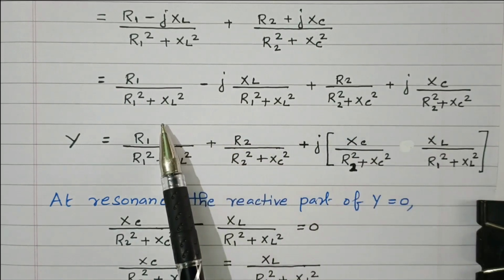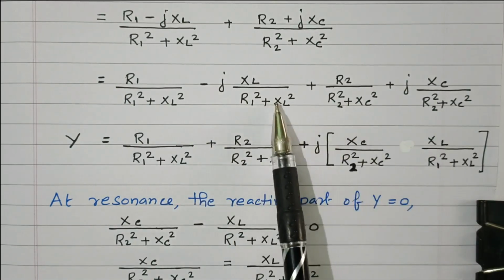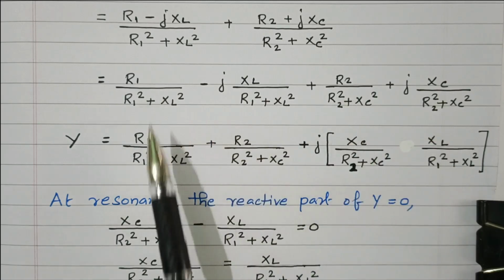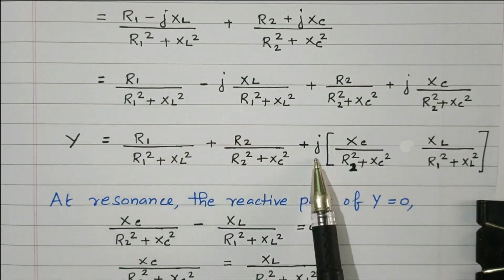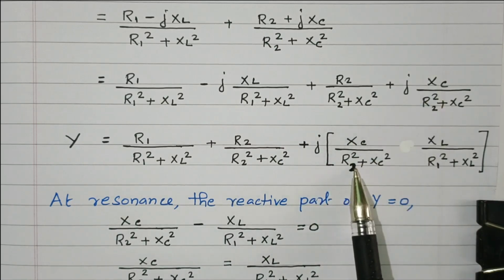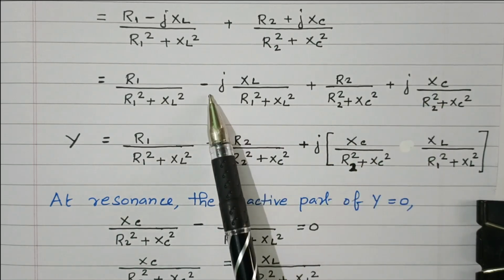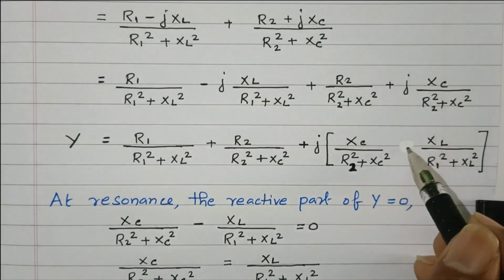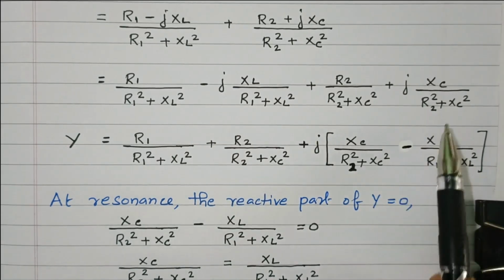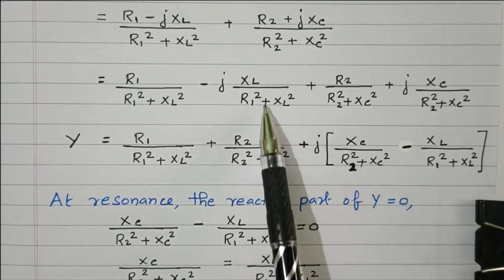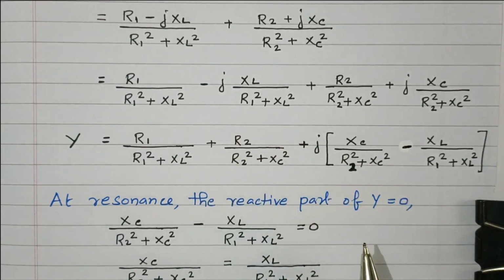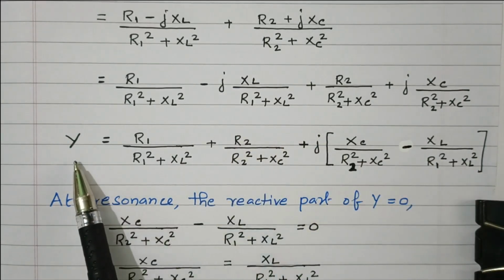Now we'll combine the real terms. These two are real terms, these two are imaginary terms. So we'll combine these two terms. We'll take the j outside, right? So that this XC divided by R2 square plus XC square. Here minus is there, so it is written in the second term. The first term is written first, minus this term because of minus j.